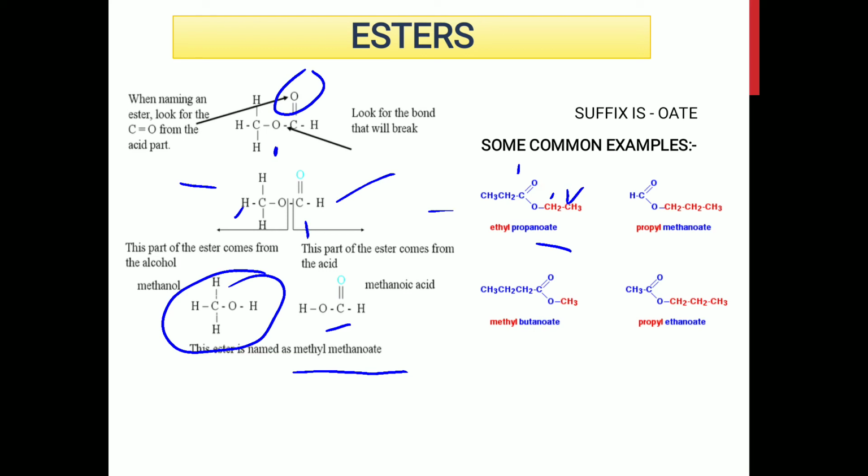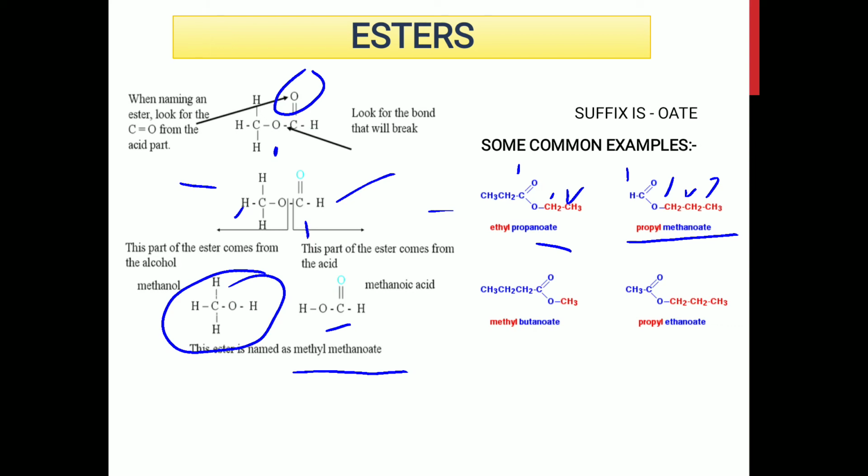Okay, if you see the second structure here, if you count the carbons on either side of the oxygen, on the right side there are 3 carbons, 1, 2 and 3, and on the left side there is only 1 carbon present, so it becomes propyl methanoate. Propyl for 3 carbons and meth for 1 carbon, so it becomes propyl methanoate.